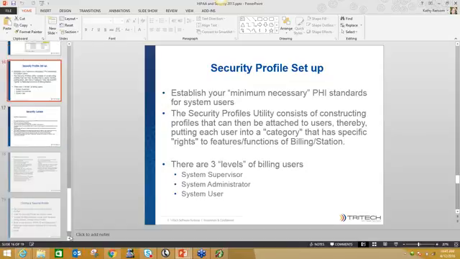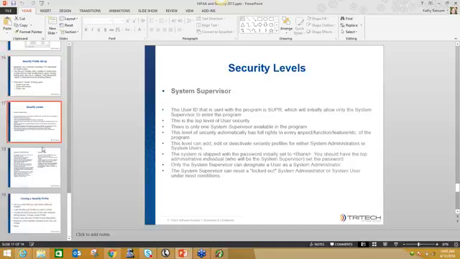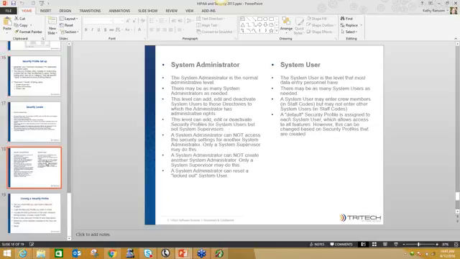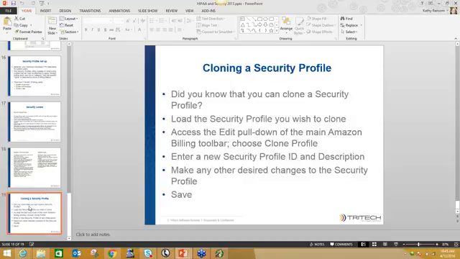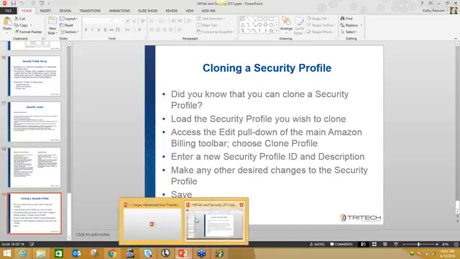Again, these are just an overview of what those can do. These descriptions of the system supervisor, the system administrator, and the system user can also be found in the help system. Generally, you will have 1 or 2 system administrators in your office, and the rest of the staff will be set as system users. We talked about the security profiles, and you can actually clone a security profile. So we're going to go back and revisit those.